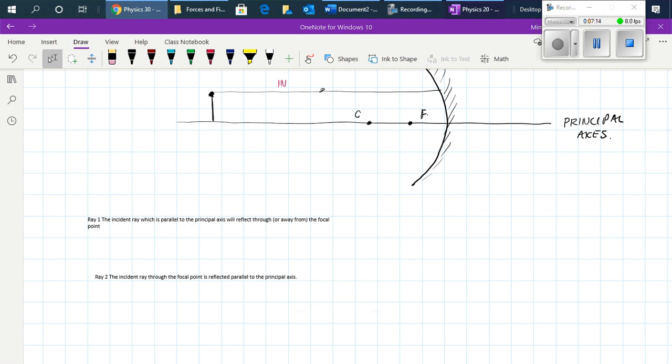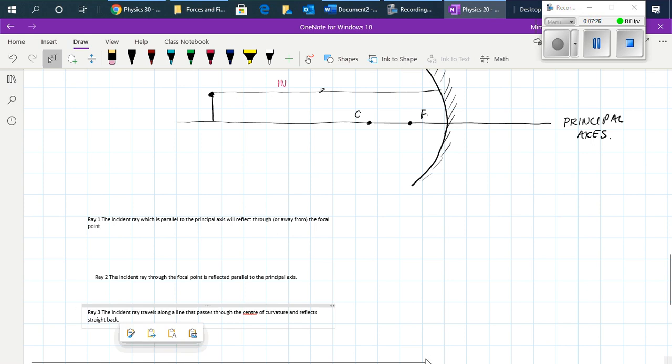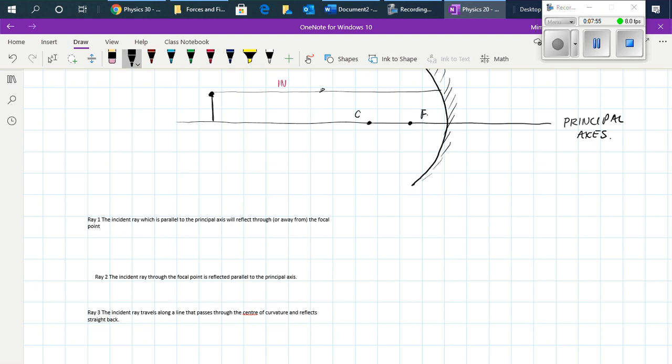In 99% of the cases, you can figure out what the image is based on those two rules. However, the third rule is that if the incident ray travels passing through the center, then it is reflected back through the center. Whether or not an image is formed depends on a number of factors, like what type of mirror it is, concave or convex, what the focal length, f, is, that is the distance between the mirror and the focal point, and what the distance between the object and the mirror is, which is known as DO.